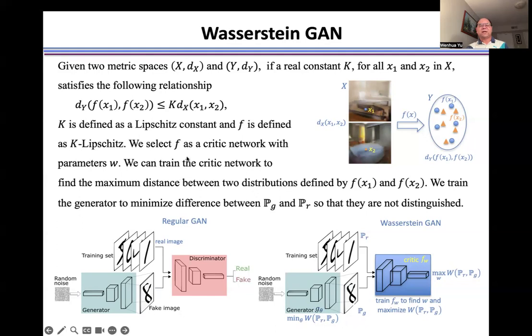We select f as a critic network with the parameters w, similar to the discriminator in a regular GAN. Critic fw is used to train the generative model. Different from the discriminator in the regular GAN, the critic fw is used to compute the maximum distance between PR and PG. A generator G theta is used to generate PG close to PR to minimize the distance.